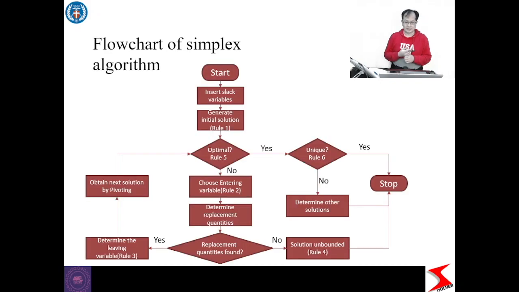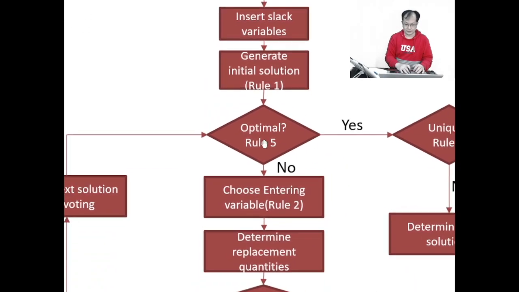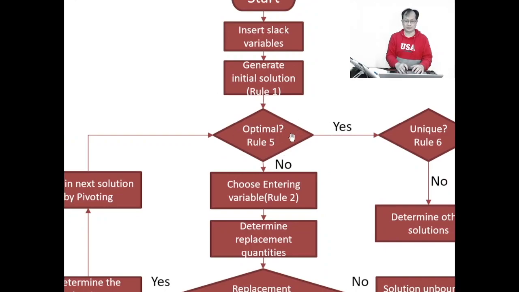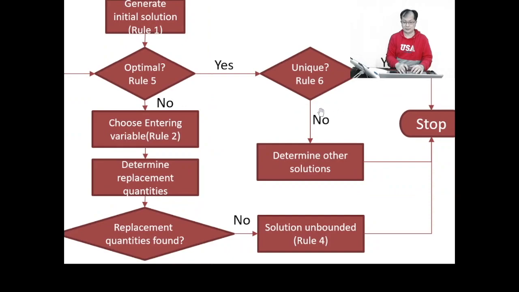This is the flowchart of the simplex algorithm. The first step is we insert the slack variables and generate the initial solution, which is Rule 1. And we will judge if it reaches optimum or not according to Rule 5. If yes, we go to Rule 6 to judge unique or not. If yes, then stop. Okay. If no, we try to determine other solutions, then stop.